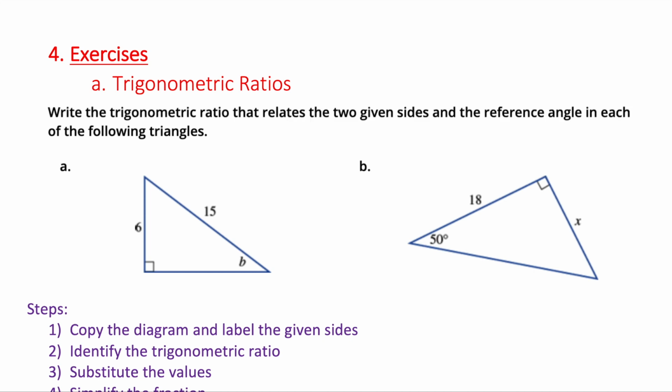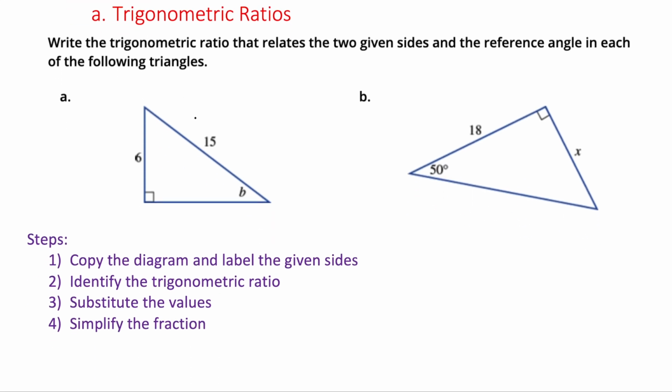Okay, so let's start by doing some exercises, some type of questions that you're going to be doing. So let's practice first our trigonometric ratios. The example says, write the trigonometric ratio that relates the two given sides and the reference angle in each of the following triangles. So we just have to write the trigonometric ratio.